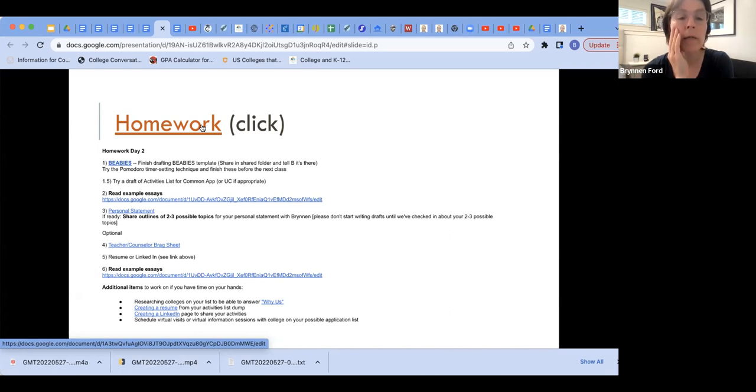And so on your personal statement, if you could think about 2 to 3 possible topics and outlines. They don't have to be detailed. They don't have to be a draft that you could shoot my way so that I can help brainstorm that with you so that you can get into the drafting in the next 24 hours. That could be cool. And then the optional things are to work on your teacher counselor brag sheet.